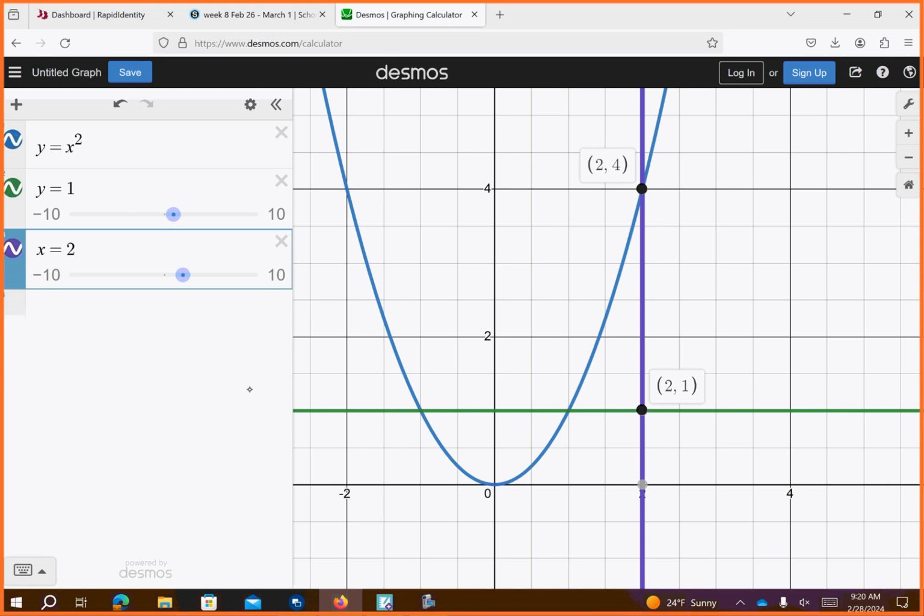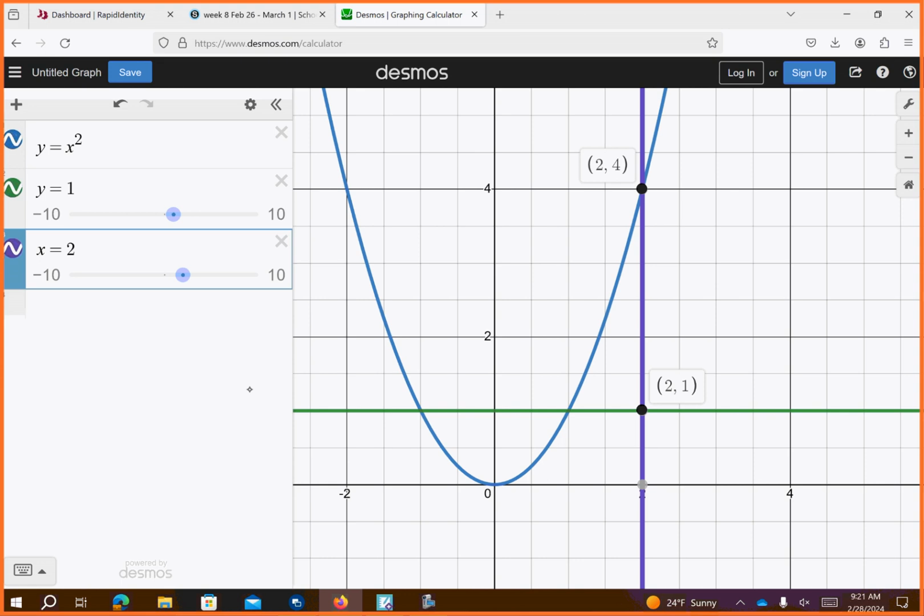What I want to look at is I have the point on my green line of (2, 1). I have the point on my blue line of (2, 4). So if I was traveling along the blue line versus traveling along the green line, as I approach 2, whether I go from the left or to the right or to both, am I getting to the same y value?